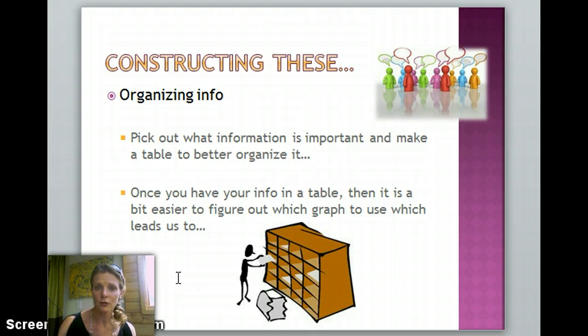Now when we talk about constructing these, because I will have you guys work on constructing graphs because you need to know how to construct them, the first thing you need to do is organize your information, right? That's the first and foremost.